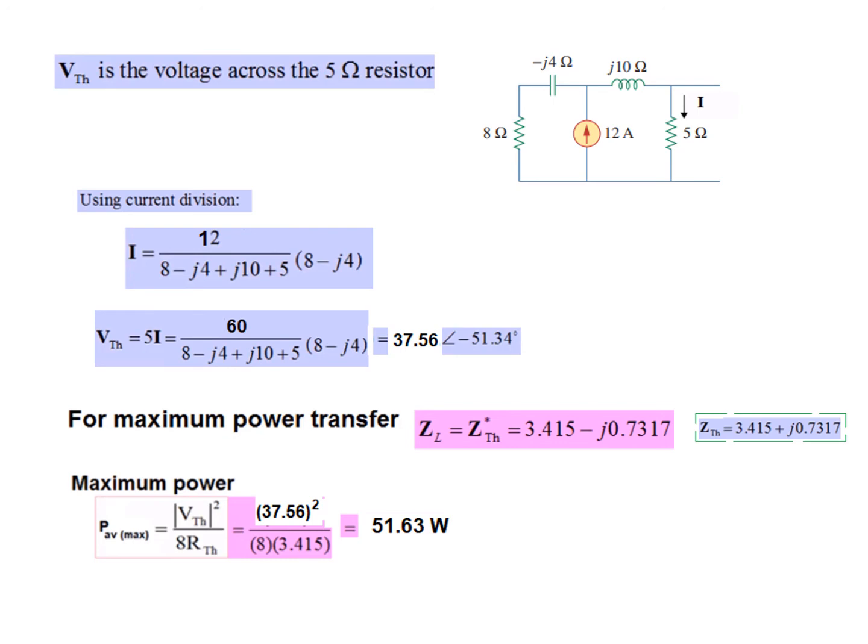So I hope this gives you an understanding of how to find maximum power and how to find the impedance for maximum power. Thank you. So this is the answer given in the book. So we are very close to the answer given in the book.